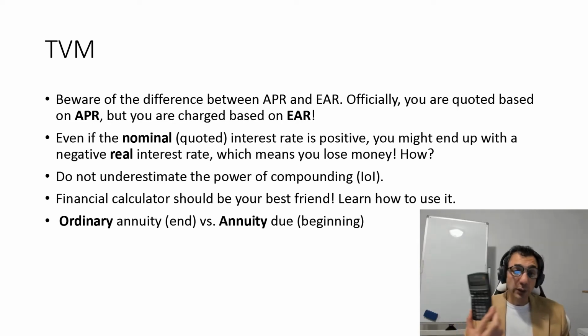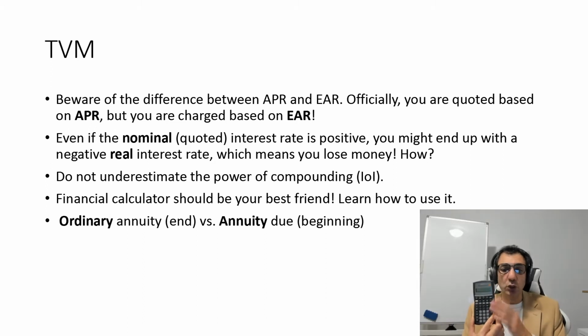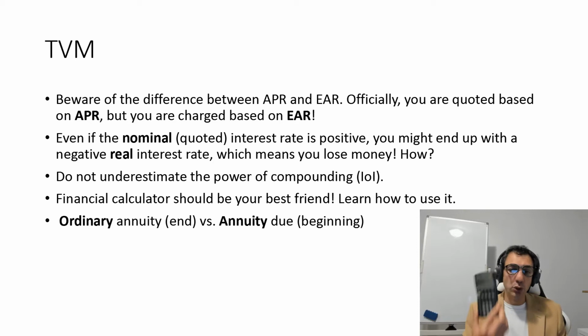When you're using your calculator, be careful. In this calculator, you need to change the setting from ending to beginning. So if you're switching from ordinary to annuity due, make sure you are changing the setting on this calculator, and then later change it back to the ordinary annuity. So that's it for today regarding the notes.